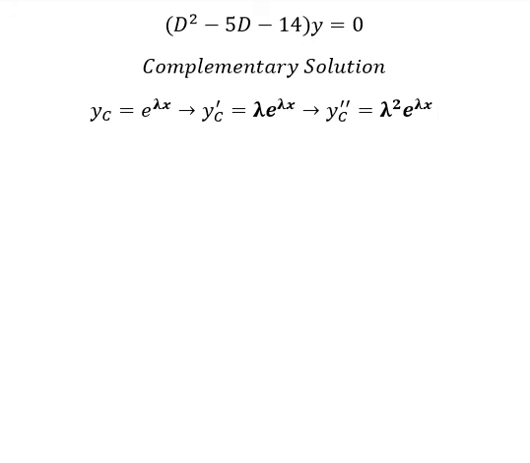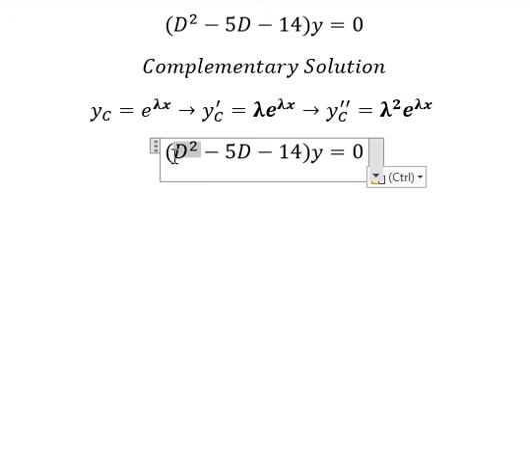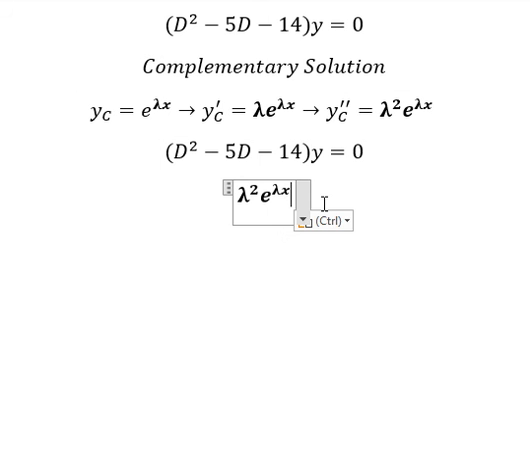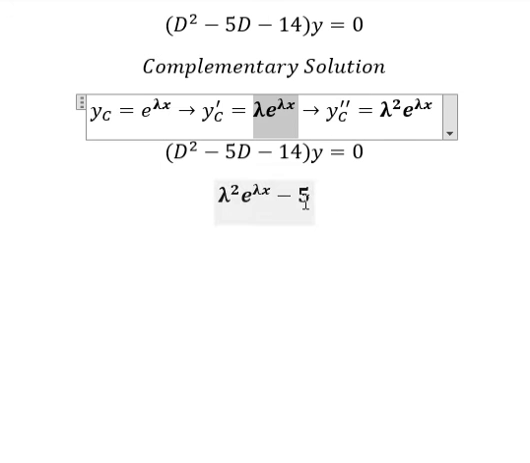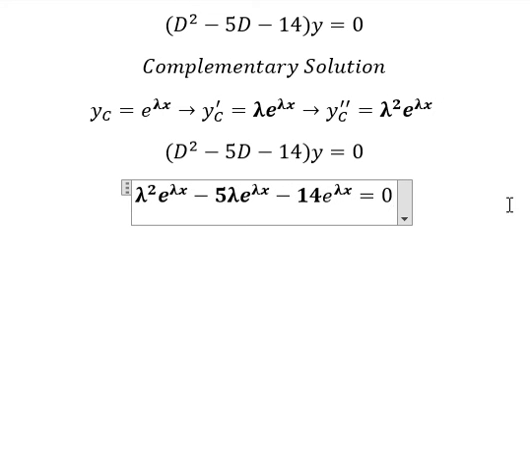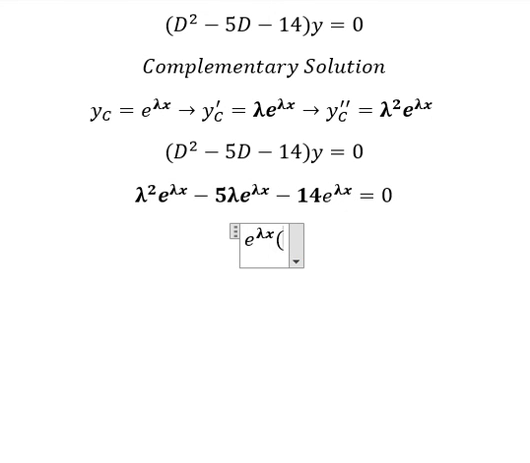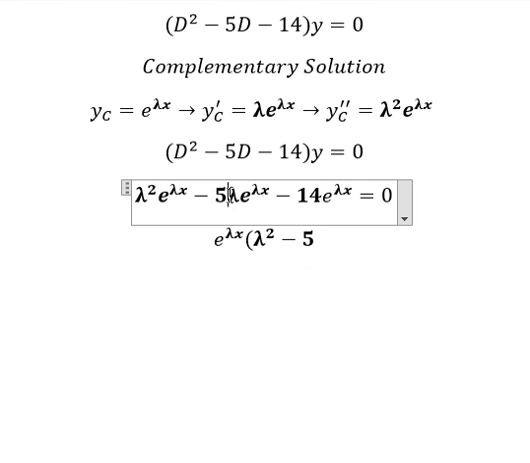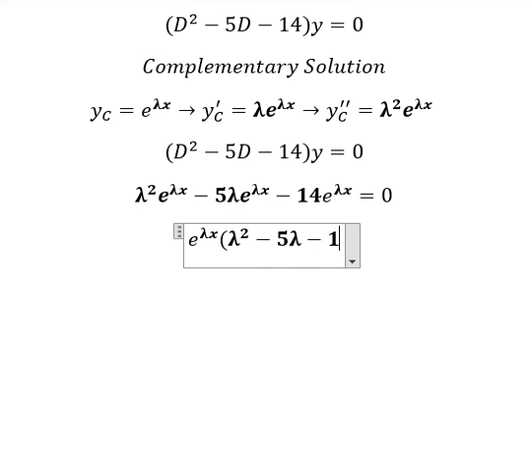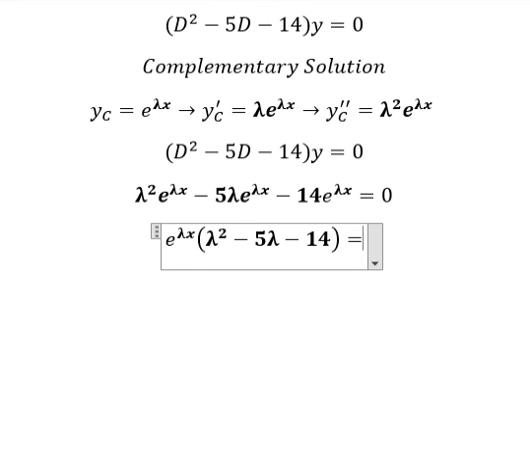Now I will substitute this one here, this one here, and this one here. So we have the final answer. We can do factorization by e to the power of lambda s. So we have lambda squared minus 5 lambda minus 14 equals 0.